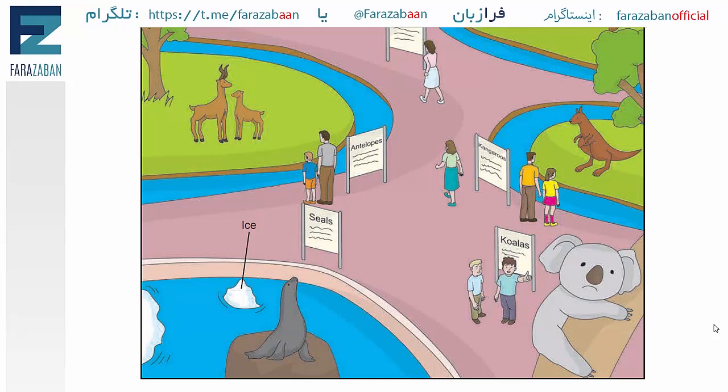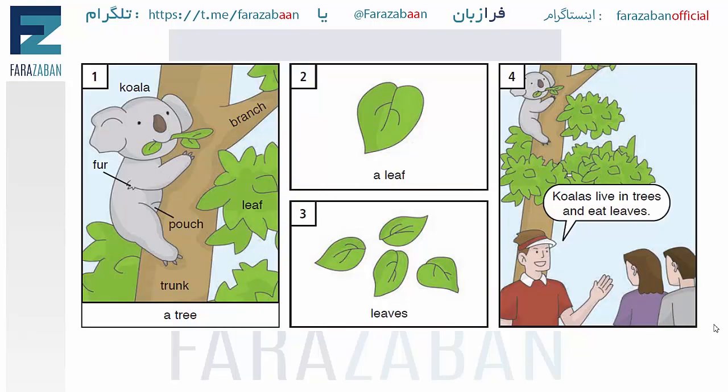Seals. Seal میشه فوک دریایی. Ice, یخ. And here we have koalas. کوالاها. Let's see. A koala. یه کوالا. Fur. پشم یا موی بدن حیوانات رو میگیم fur. Pouch. اون کیسه‌ای که در واقع یه سری حیوانات مثل کوالا و کانگورو دارن رو میگیم pouch.